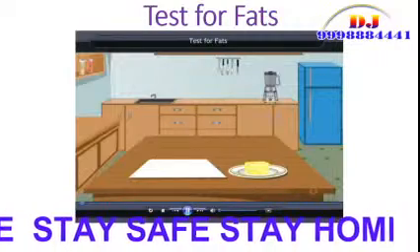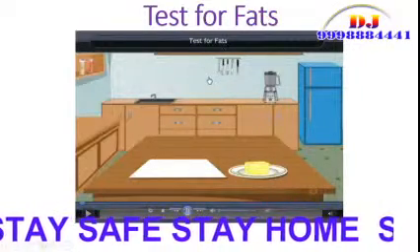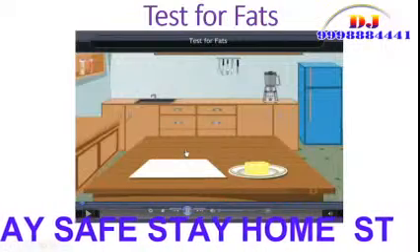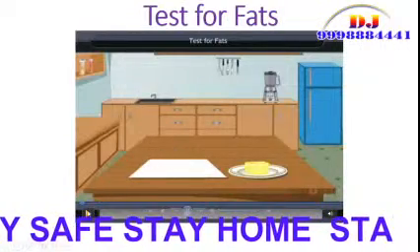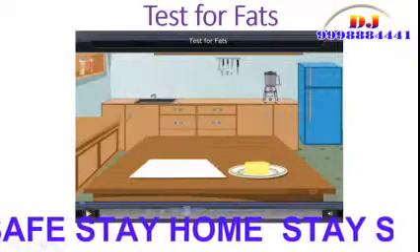Now let's enjoy another video where we can see the test for fats. How can we get the idea whether a particular food item contains fats or not? Okay, let's see. Enjoy the video.